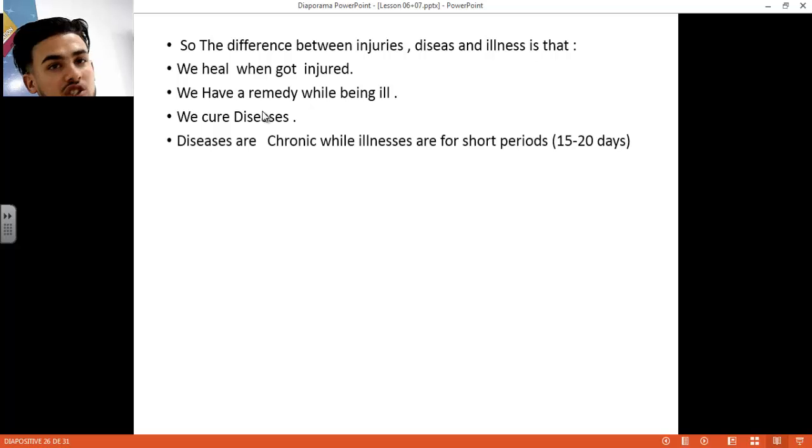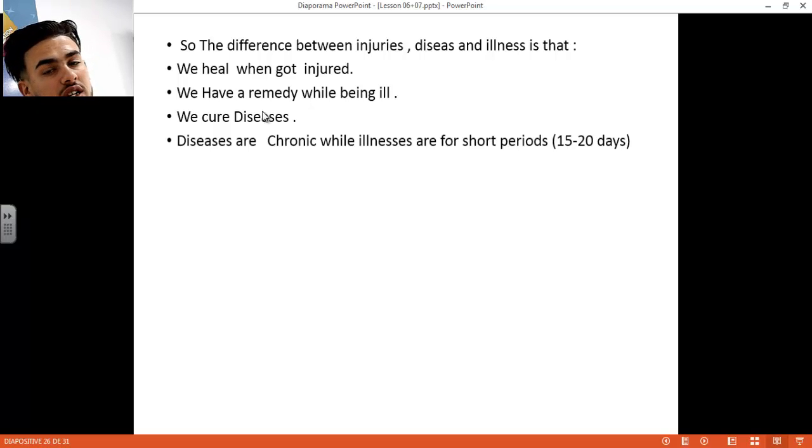The difference between injuries, disease, and illness is that we heal when we get injured. We have a remedy while being ill. A remedy is having rest and taking some drinks to get rid of the illness. We cure a disease. Diseases are chronic while illnesses last for short periods, like from 15 to 20 days.